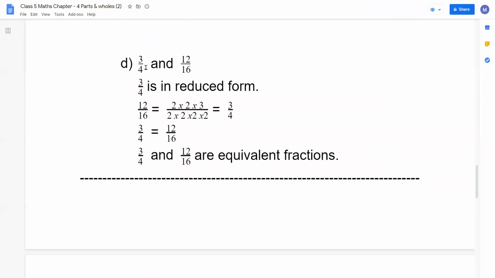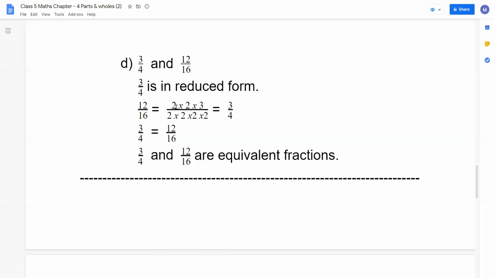Fourth question, 3 by 4 and 12 by 16. 3 by 4 is in the reduced form. Now the second fraction, 12 by 16. We know 16 can be written as 4 4s, and 4's factors are 2 multiplied by 2. So 4 into 4 can be written as 2 2s and one more 4, so again 2 2s. That is 4 times 2 coming in the factors of 16. So 16 can be written as 2 multiplied by 2 multiplied by 2 multiplied by 2.